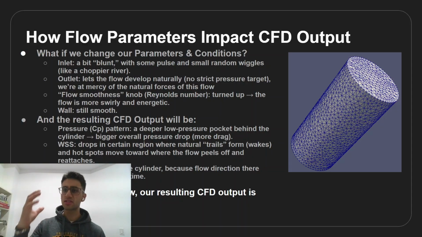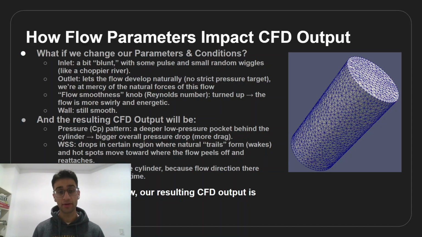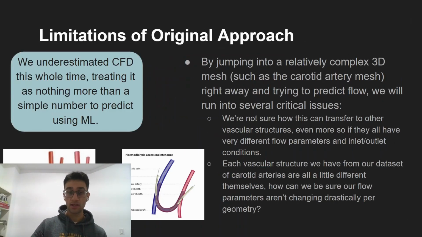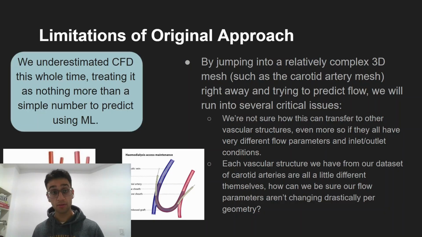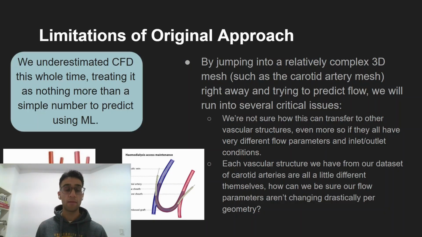If you see, even in a simple example like a cylinder with slightly different flow, our resulting CFD output is entirely different. That's huge. That's something we didn't actually consider a month ago. We entirely underestimated CFD this whole time, and we treated it as if it's nothing more than a simple number to predict using ML. Thankfully, Dr. Peterson was here to save us, and we realized our mistake.